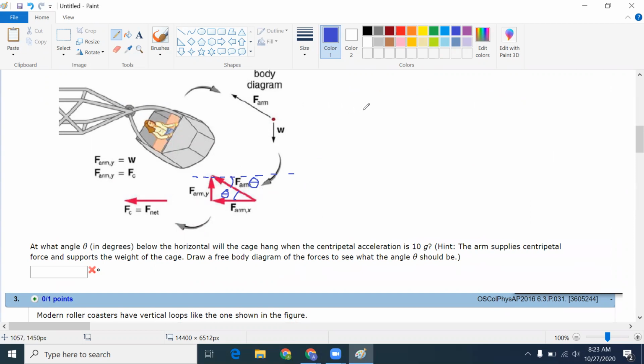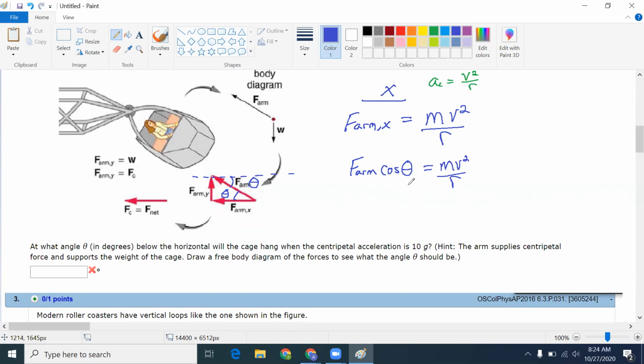So for the X direction, which is the direction of the circle, I have F arm X, which is going to be equal to mv squared over r. V squared over r is my acceleration. Now F arm X, I could also refer to as F arm cosine theta. And my goal is to solve for theta. So this is how I got theta into my equation.